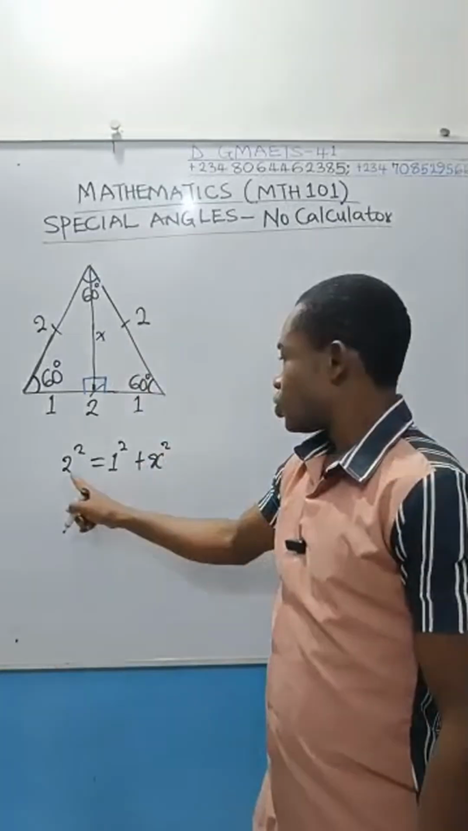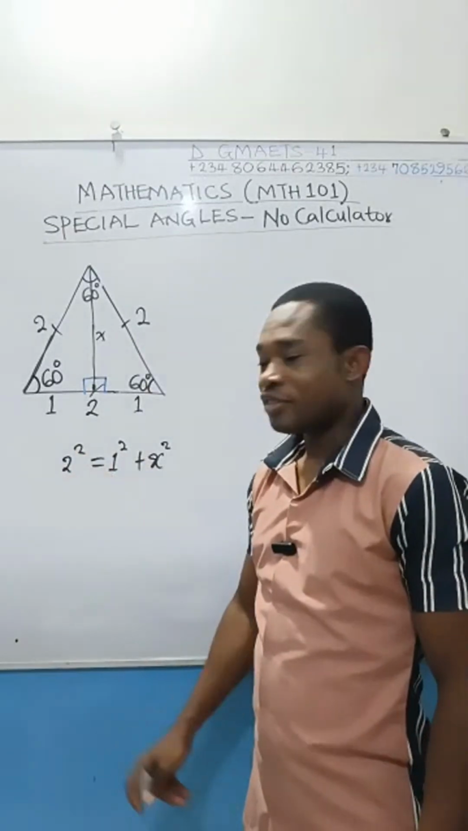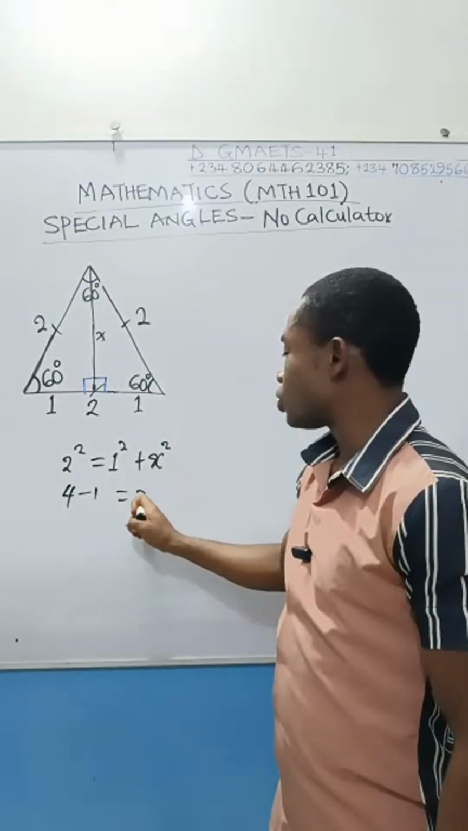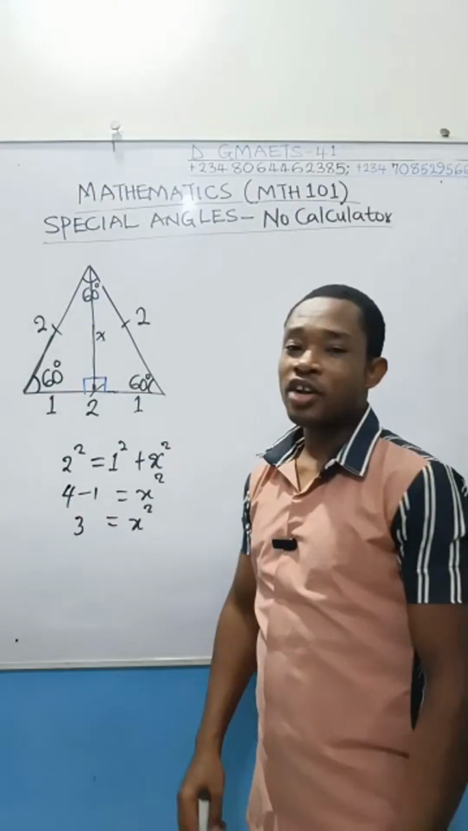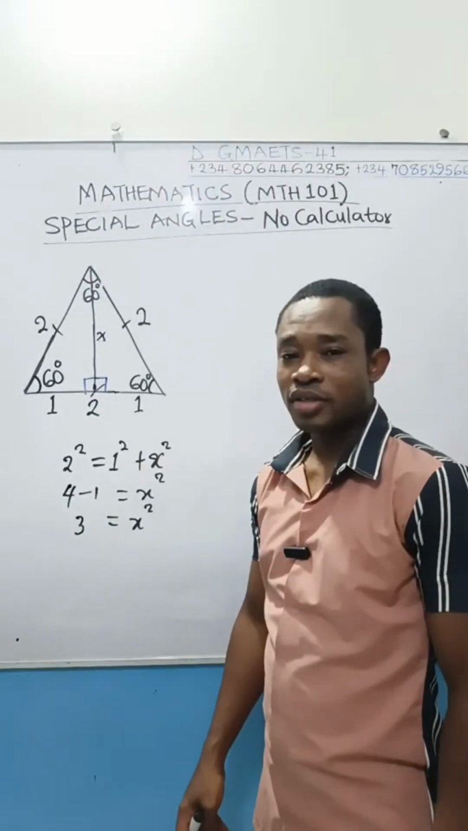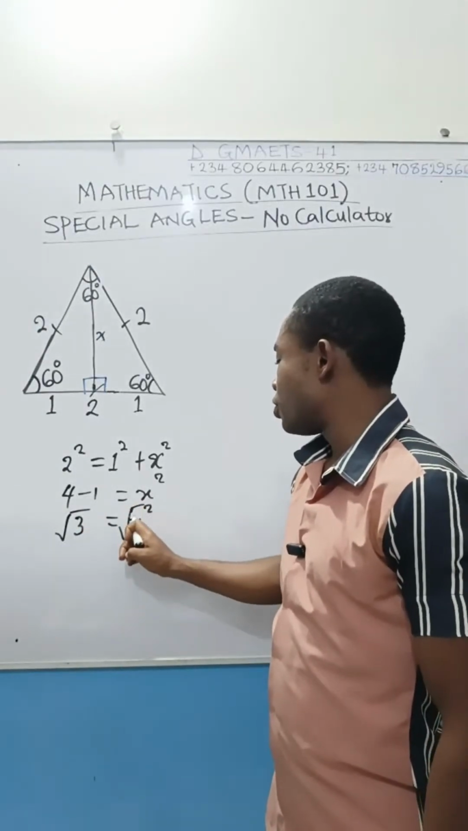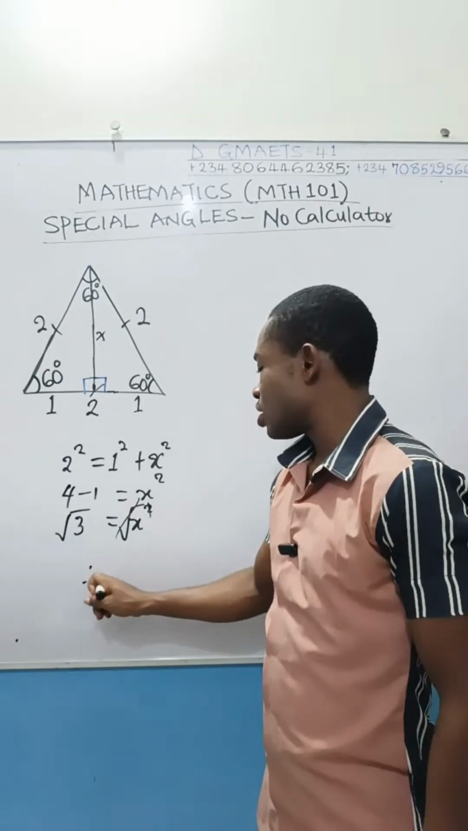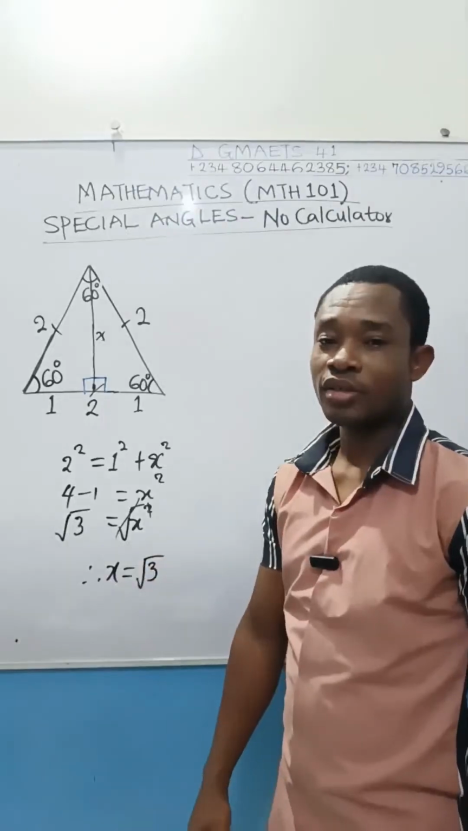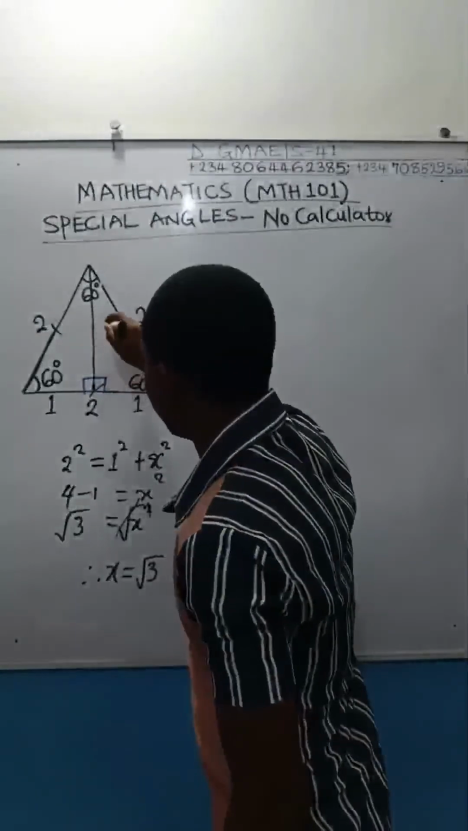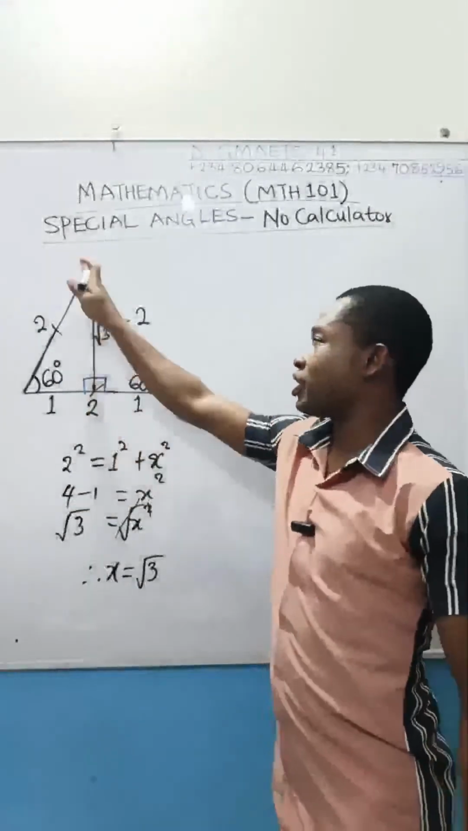Pythagoras theorem. 2 squared will be 4. 1 squared will be 1. Move this 1 to the left hand side, you get 4 minus 1 equals x squared. This will be 3 equals x squared. To get the value of x, what do we do? Take the root of both sides. If you take the square root of this and the square root of this, the square root will cancel the square. You'll be left with x. So you see that the perpendicular height is equal to square root of 3. That's the value of this perpendicular height.